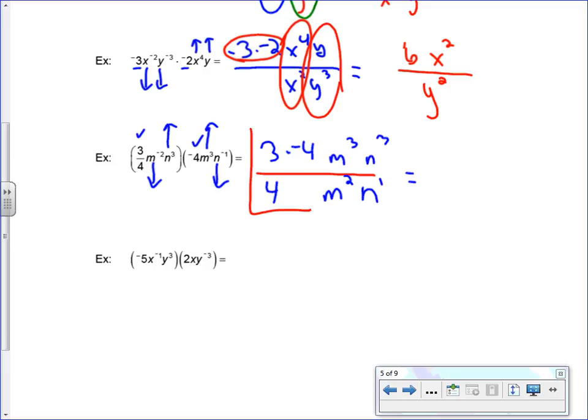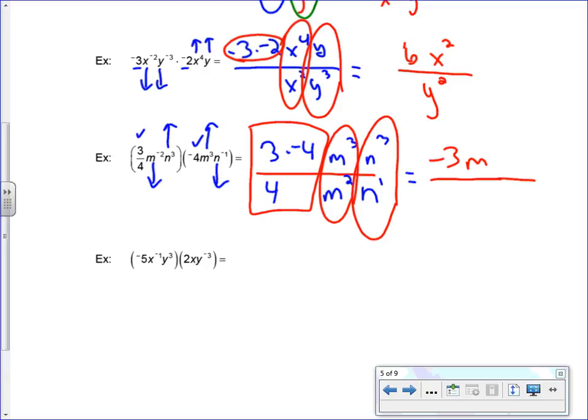So this you've actually been doing since, I don't know, 5th or 6th grade. You need to say 3 times -4, which is -12, and -12 divided by 4, which is, I think it's -3, right? So it's going to be a -3. And then you need to do your variables. How many m's are we going to have left over? 1. And where's it going to end up? On the top. And then you need to do your n's. How many n's are we going to have left over? And they are going to be on the top. And when everything is on the top, we usually just take off the denominator and write the answer this way. Okay?